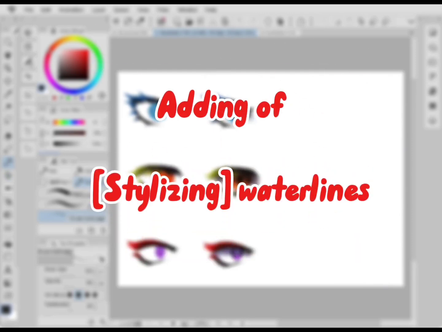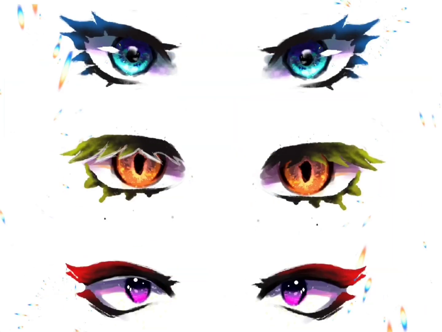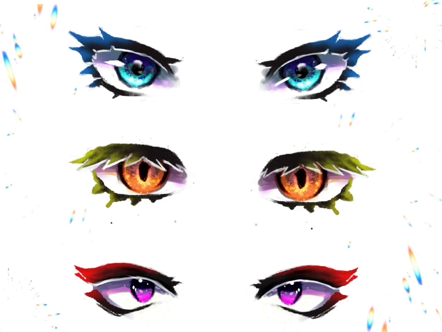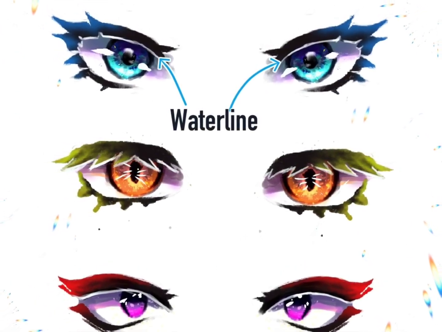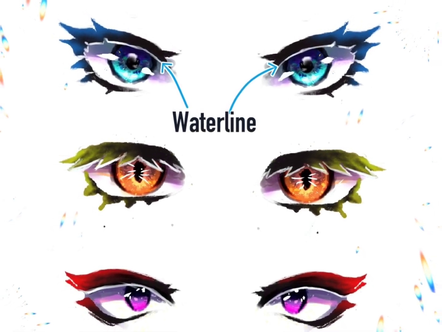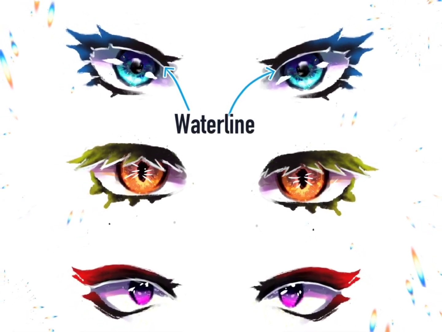Adding of stylized waterline. At this point in time, we first start by drawing a white line underneath the eyelashes where the shadow of the eyes and the eyelashes meet, with it acting as the waterline for the stylized set of eyes. With that done, we are through with the drawing of our original character's stylized eyes.